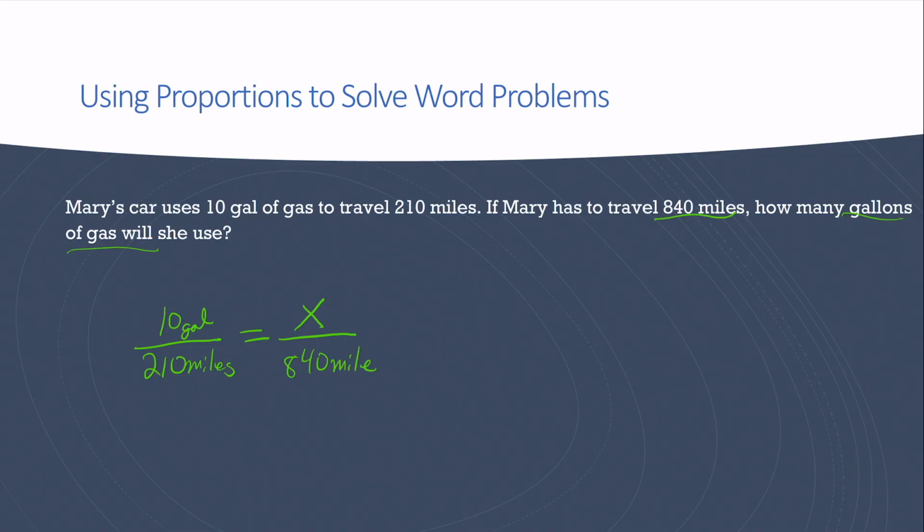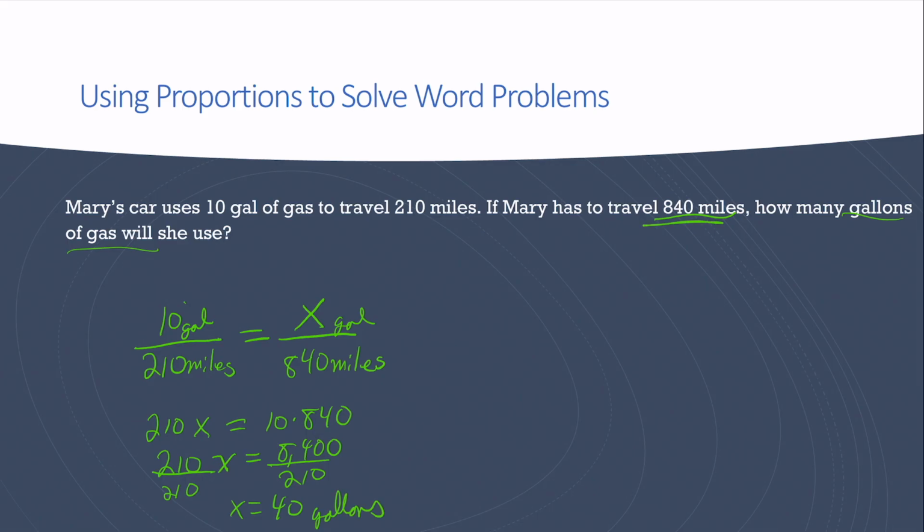Notice that my numerators are gas in gallons. My denominators are the miles. Now I can cross multiply. 210x equals 10 times 840. So I have 210x equals 8,400. If I divide both sides by 210, I get x is 40. So it would take 40 gallons of gas for Mary's car to drive 840 miles. That's really not great gas mileage, just saying.